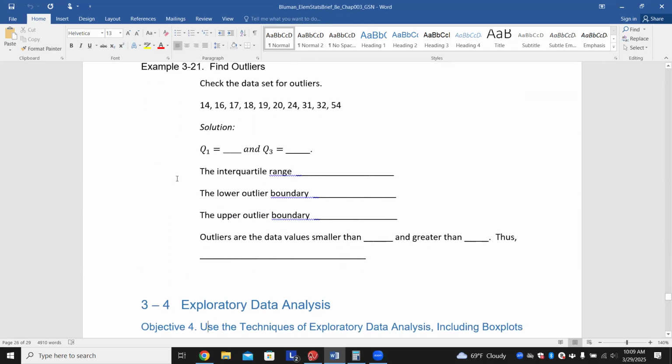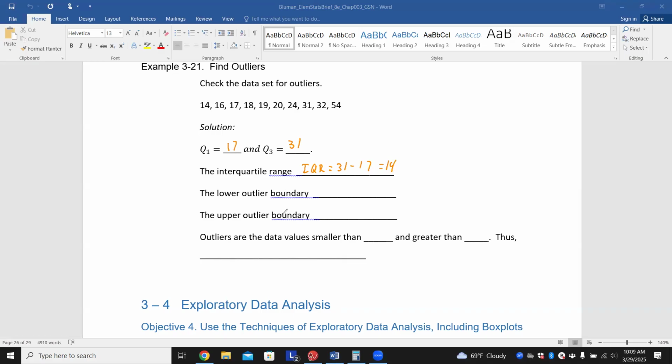All right, so to find outliers, we're going to check the data set for outliers in themselves. So we have 14, 16, 17, it's all nice in order. I love that when I do that. And we've already done this before. This was data set 2. So I'm just going to pull the information from our data set. We got a 17 and a 31. So the first thing we're going to do is find our interquartile range, which is IQR. So this would be 31 minus 17, which is 14. We did this earlier as well.